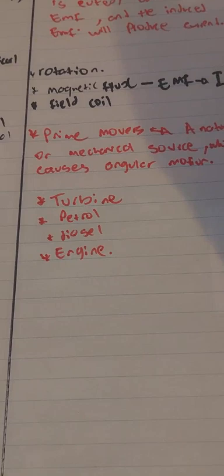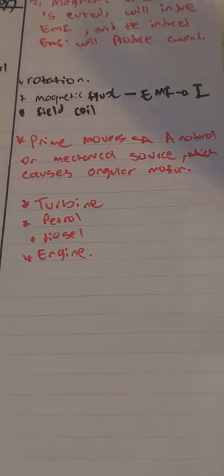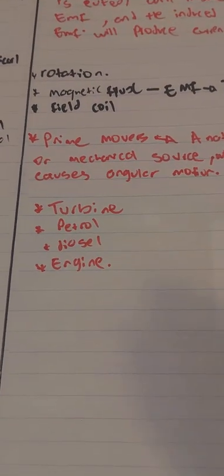The examples are a turbine, petrol, diesel, and an engine. These are the examples of prime movers. It is a natural or mechanical source which causes angular motion, and the examples are turbine, petrol, diesel, and an engine.